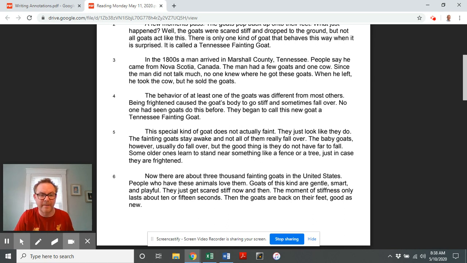So what happens to these animals? Again, you can start with fainting goats as your annotation. That can be the topic or the subject of your sentence. That's absolutely fine. Then we need to go on to what they do and why they do it. Hit the pause button to write it down.